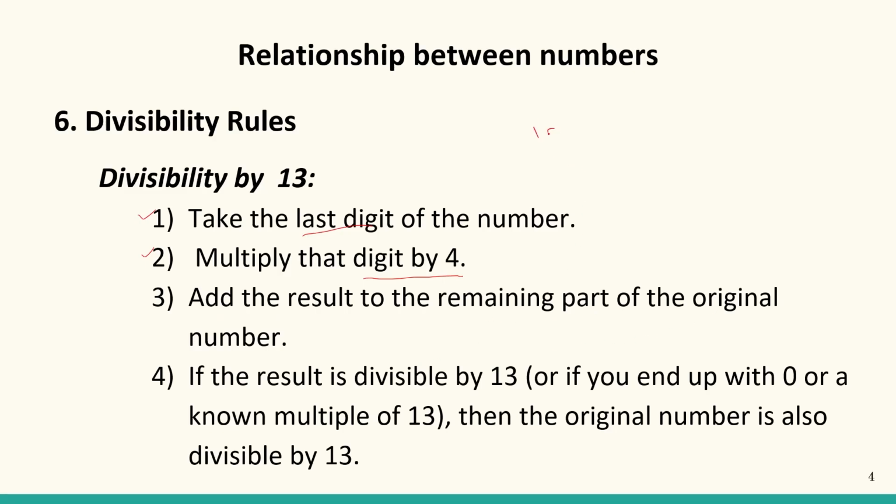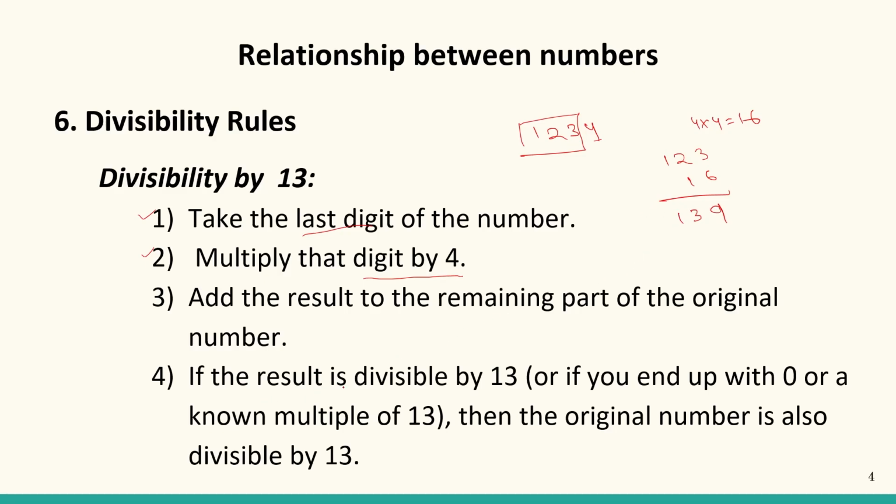So if the number is 1234, we take the last digit, that is 4, and multiply it by 4. So 4 into 4 is equal to 16. The remaining part is 123, so we add 16 to it, and what we get is 139.